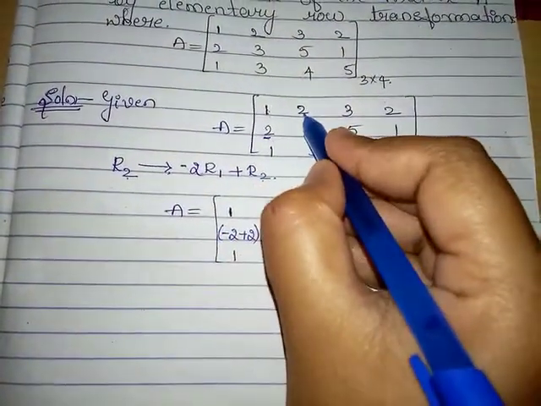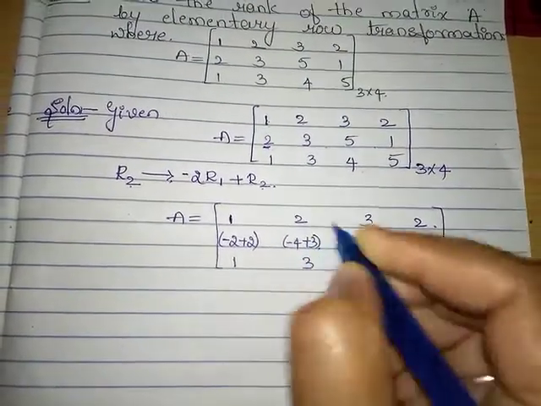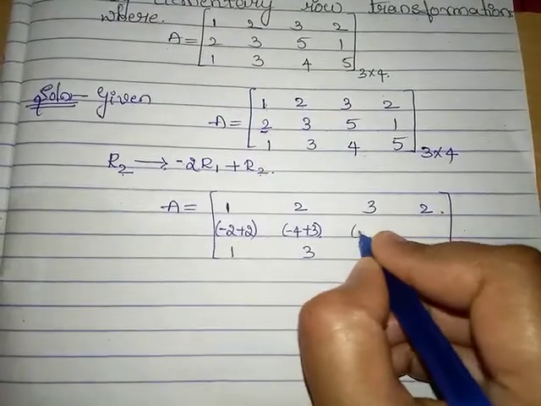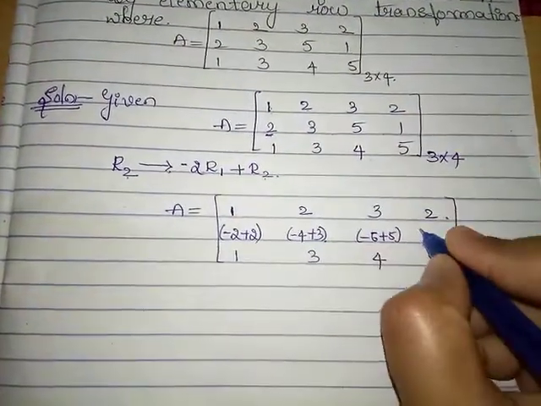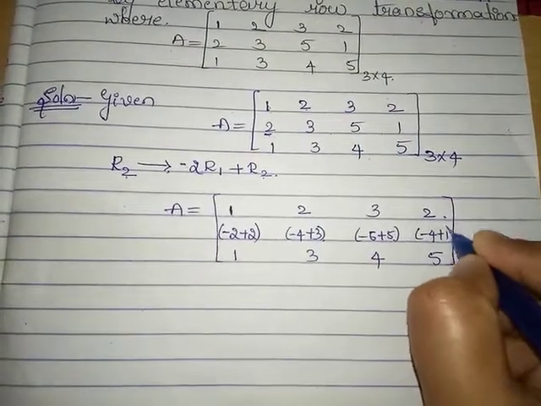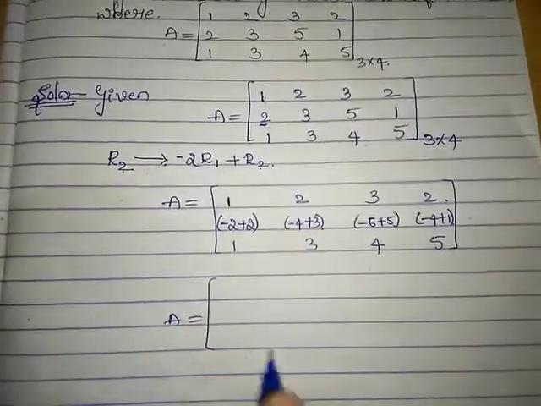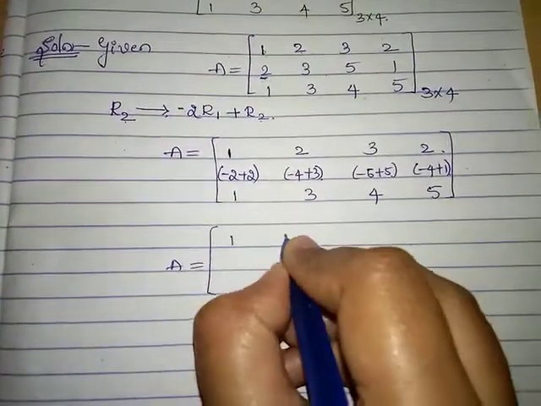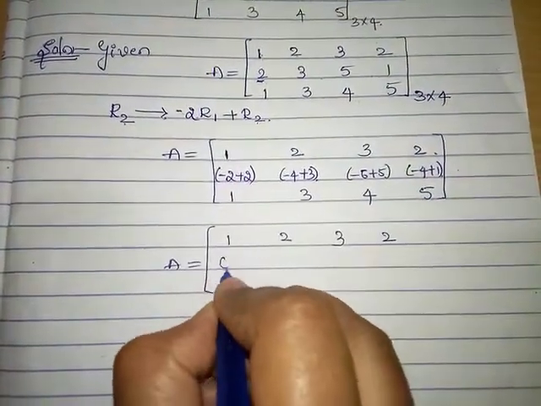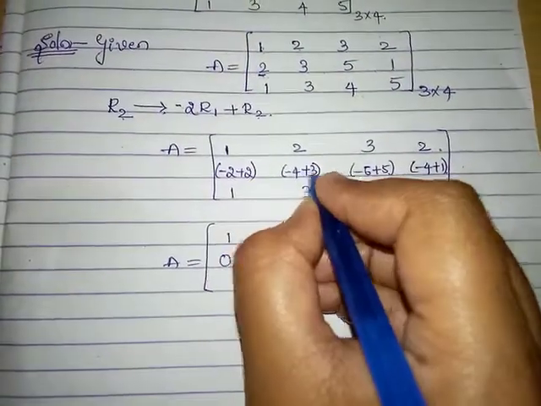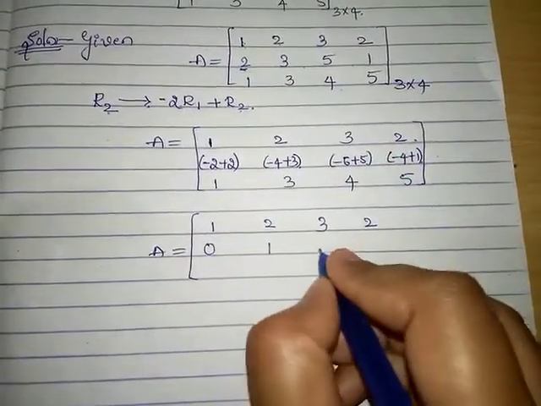Next, -2 into 2, it is -4 plus 3. Next, -2 into 3, -6 plus 5. -2 into 2, -4 plus 1. Then matrix A is equal to 1 2 3 2. -2 plus 2, it is 0. -4 plus 3 is 1. And -6 plus 5 is -1.